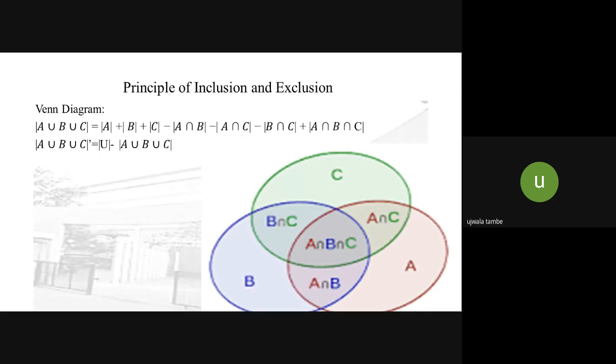so this is the formula for the union of 3 sets. So first write down the formula. These are two different formulas. First write down A union B union C and then go with the complement.